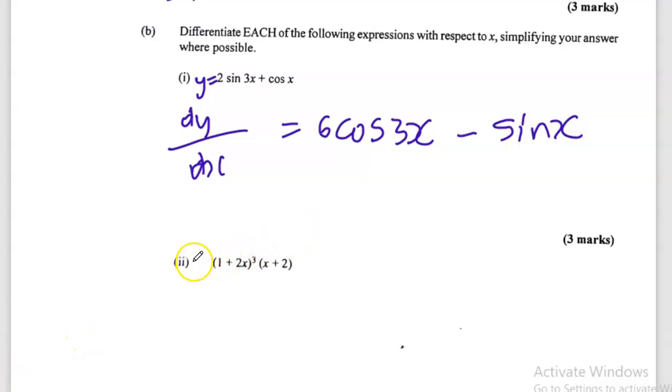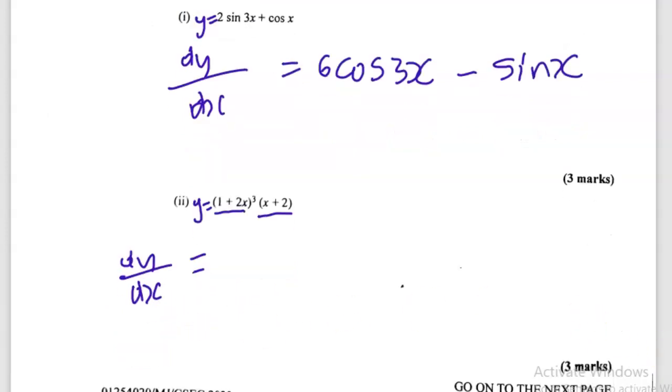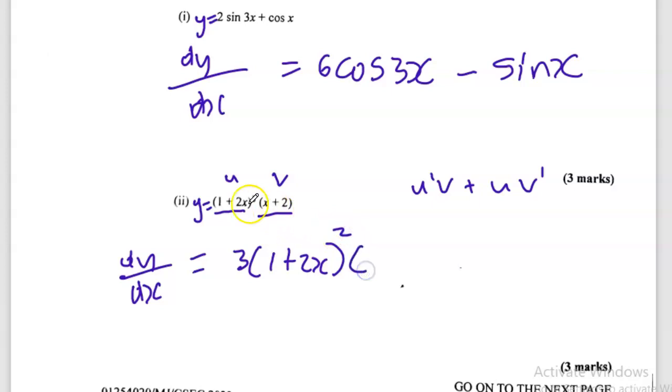Next one, again, we can let this be equal to y. So let me just break it up into the product rule. So dy by dx: let me call the 1 plus 2x cubed u, and the x plus 2, let me call this v. Applying the product rule, remember product rule is u prime times v plus u times v prime. So u prime, that would be 1 plus 2x cubed all differentiated. Here we apply the chain rule, so we multiply by the power, subtract 1 from the power, we get 2, and then we differentiate the terms in the bracket.